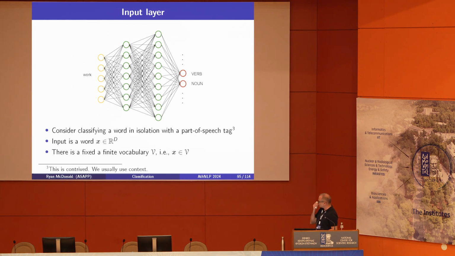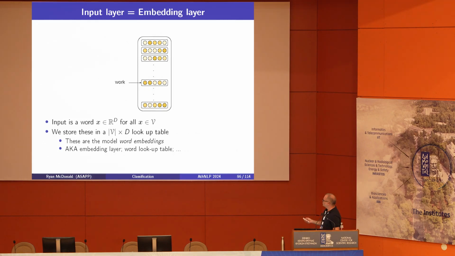Okay, so here's an example. Let's say we have the word work, and I want to know, is it a verb or a noun? So this would be like, the teacher went to work, which is a verb, and the job was tough work. Oh no, that's also a verb. The work is hard, so a noun, something like that. And we want to classify it with one of those two labels. The input's a word. It is going to be some dimension d, and we assume that we have a finite vocabulary. So our inputs, we know the set of words that we might have.